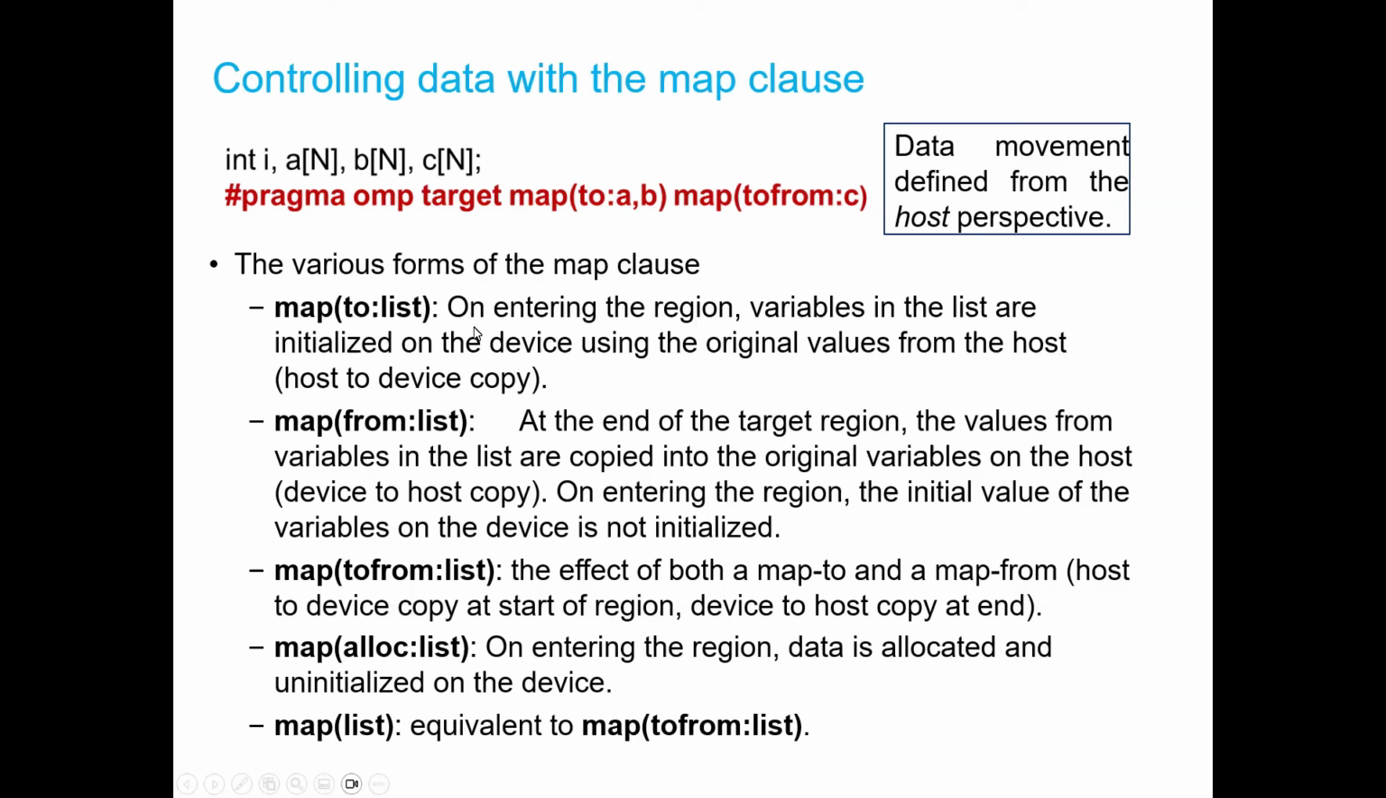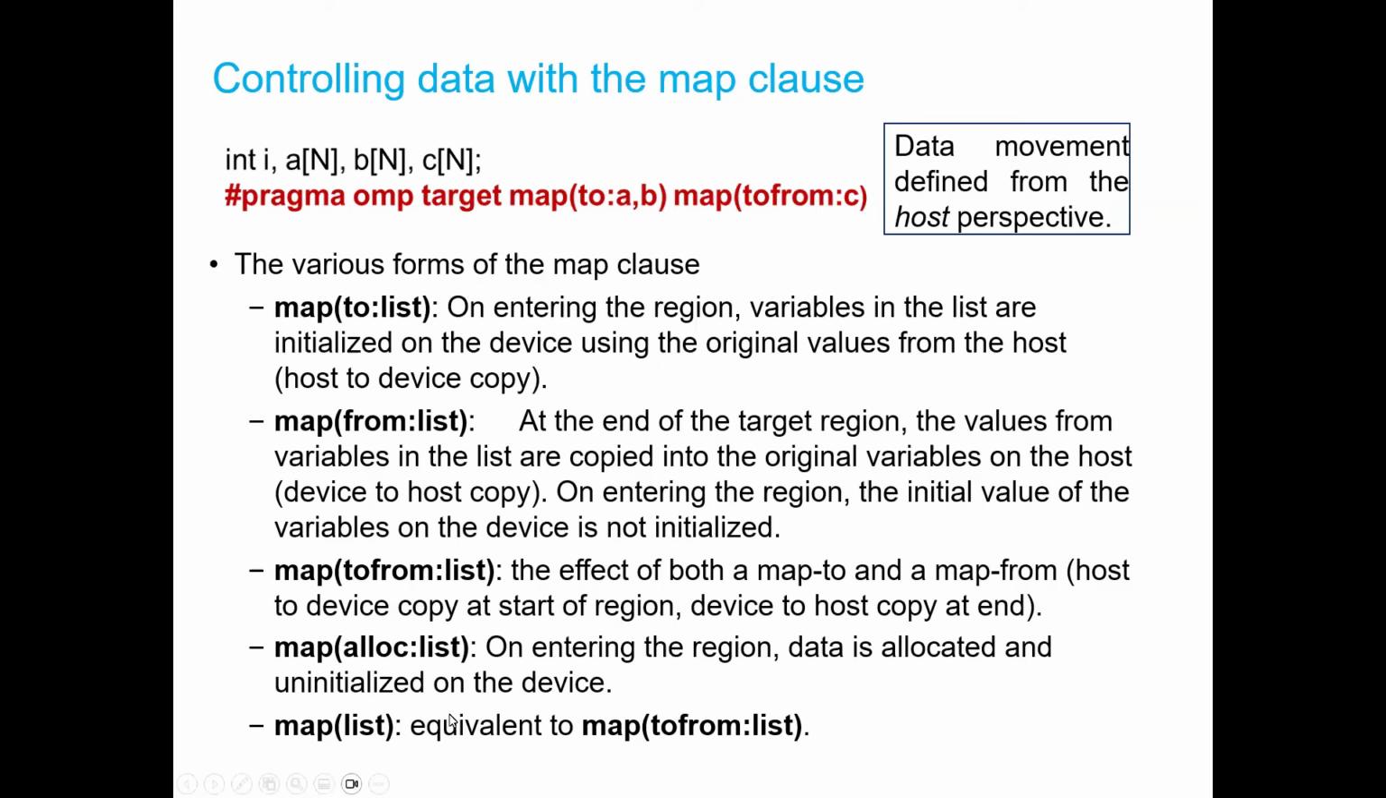There is the to map type, which is basically doing that. On entering the region, variables in the list are initialized on the device using the original value from the host. And from is the opposite. From means at the end, it will copy back from the GPU to the CPU. And the combination is tofrom, which copies the array or variable from the CPU to the GPU and back.